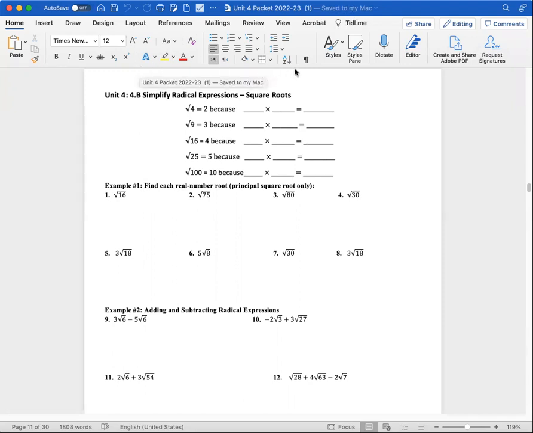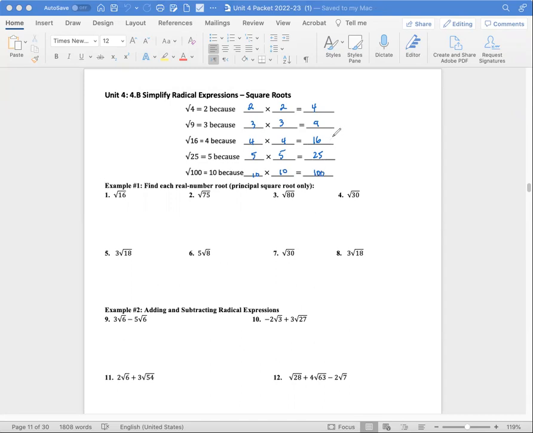I remember we went over square roots briefly, and then we talked about how the square root of 4 equals 2 because 2 multiplied by 2 equals 4. Similarly, the square root of 9 is equal to 3 because 3 multiplied by 3 is equal to 9, and so on. For 16, 4 multiplied by 4 is 16, and therefore the square root of 16 is equal to 4. The square root of 25 is 5 because 5 multiplied by 5 is 25, and so forth.